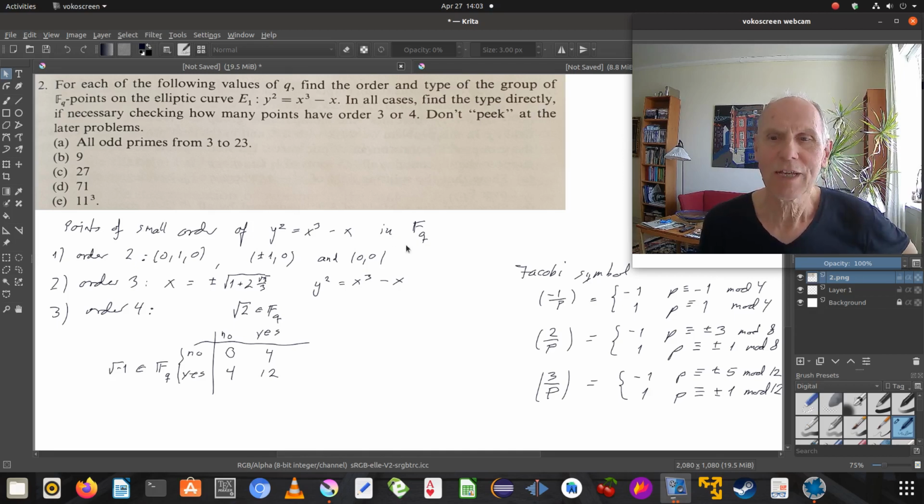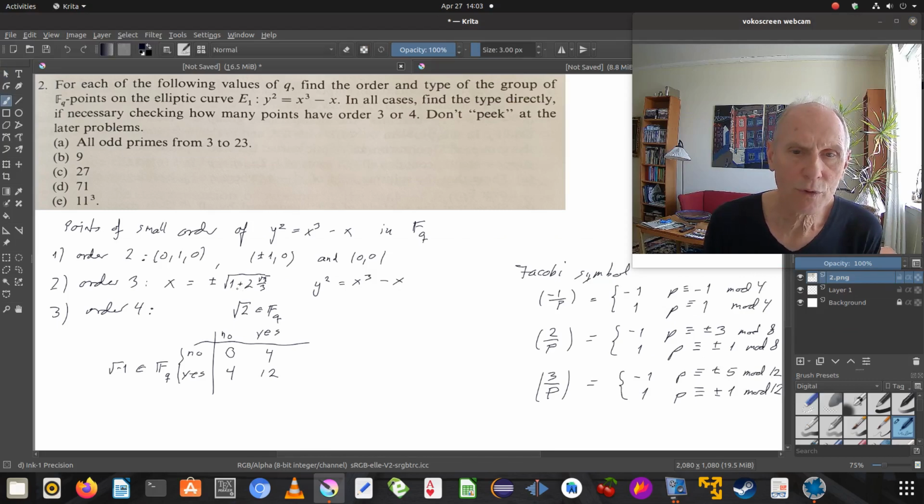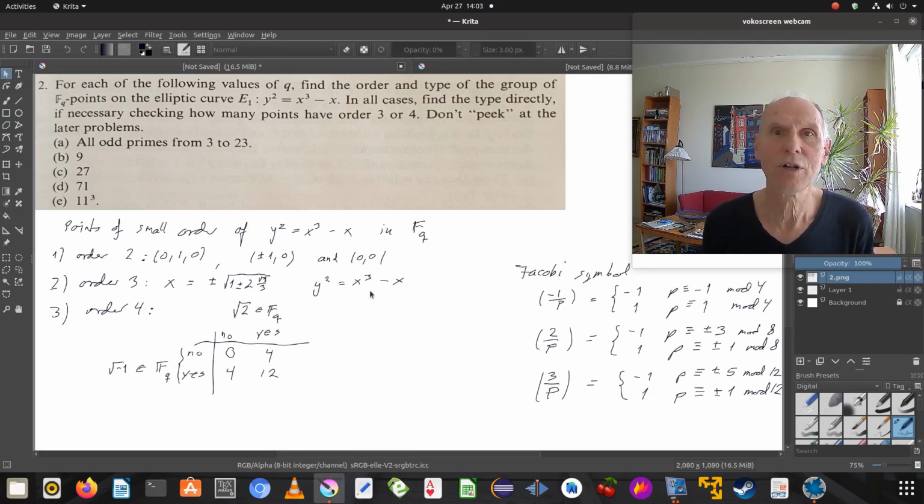That was one point. The next is checking how many points have order 3 and 4, and so I wanted to prepare that. We have the points of order 2, of course. The points of order 3 are given by this equation, or these x values, and there should be a plus minus in there, so that we have 4 x values at most, and then for each we might have none or 2 points.